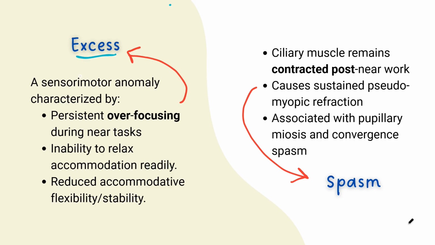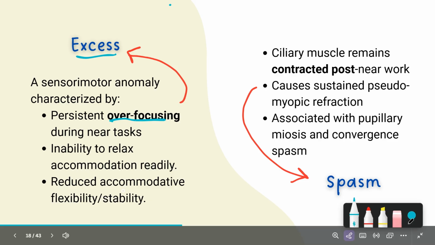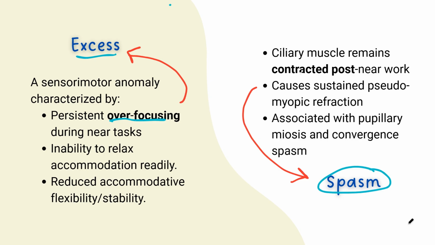In accommodative excess, it's basically a sensory motor anomaly characterized by persistent over-focusing during near tasks, and also there's an inability to relax the accommodation readily. Also, there is reduced accommodative flexibility or stability. However, when we talk about accommodative spasm, here the ciliary muscle remains contracted post near work. So even after the near work has ended, the ciliary muscle remains in that state of contraction. This leads to pseudomyopic refraction. More about this in a while. And it is associated with other components of the near reflex triad, that is the pupillary miosis and convergence spasm.